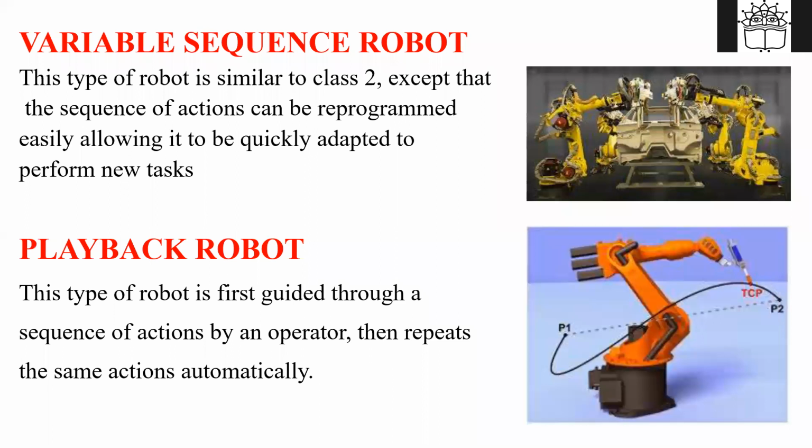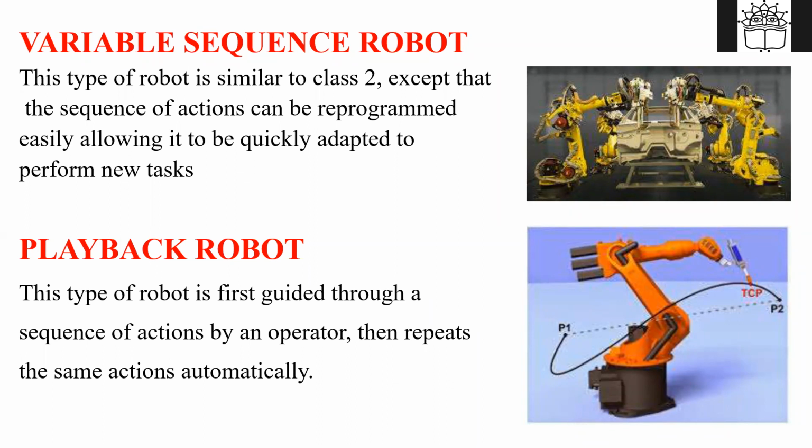Playback robot. Now you can see the picture, P1 to P2. First of all, the worker has to take the robot through the path, which is written as TCP. Once you take the robot through that path, it will remember the path. It will memorize the path.